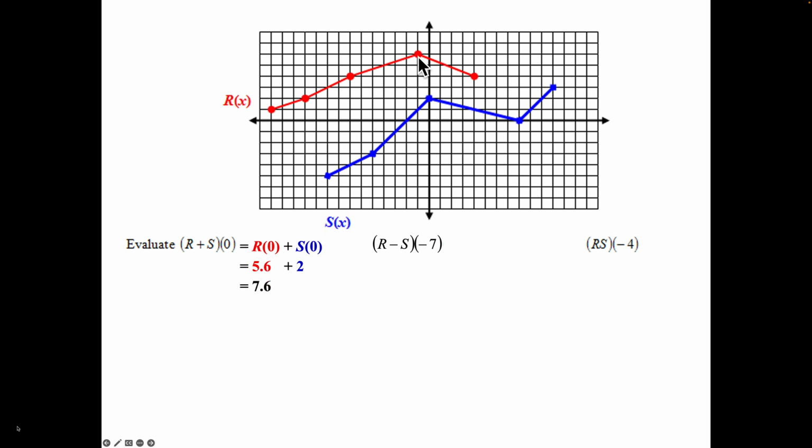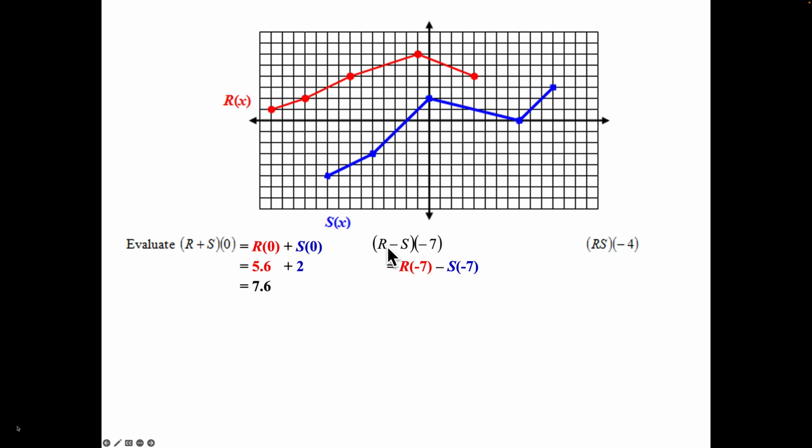So every time your x goes to the right one, you go down 0.4. So this would be 5.6, 5.2, 4.8, 4.4, and a 4. So that's how I knew this was 5.6. I did not guess. I worked it out logically by looking at the slope of that line segment. So 5.6 plus 2, 7.6 is my value.